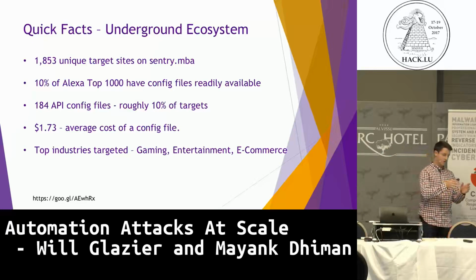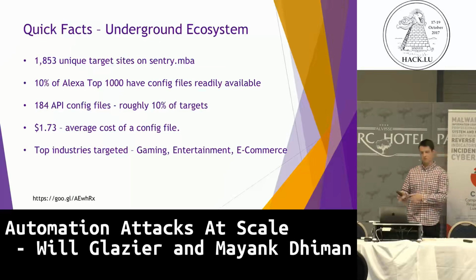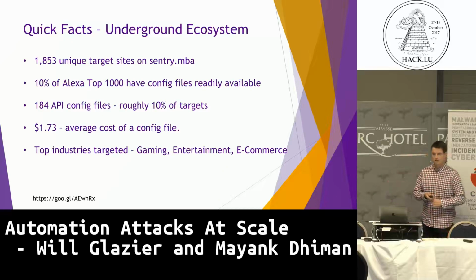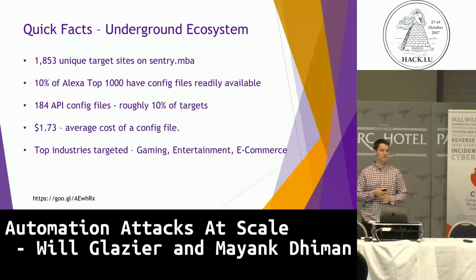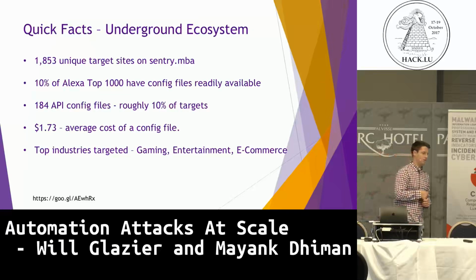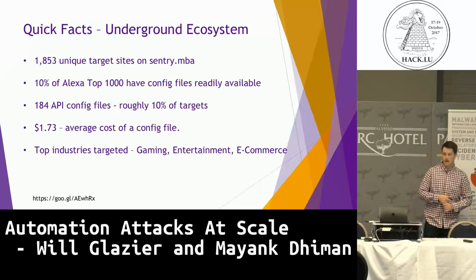So the criminals have decided to move, maybe they met some resistance on the web channel and they moved right over, and you see those attacks growing in scale. Now, the average cost of a config file is actually remarkably cheap. It's only $1.73. It does vary by industry and by target. We have a link at the bottom there to a threat report we did on this. You can check it out if you're interested in a certain industry.